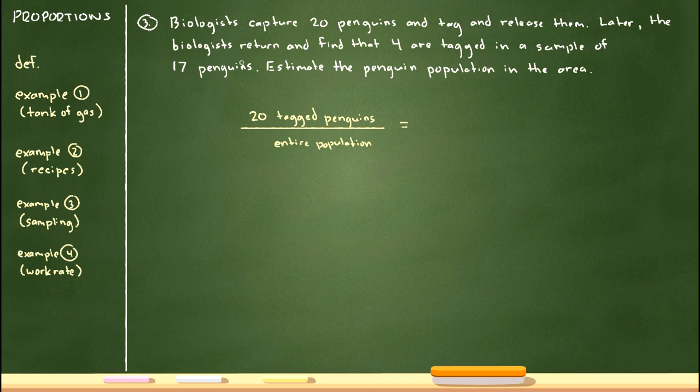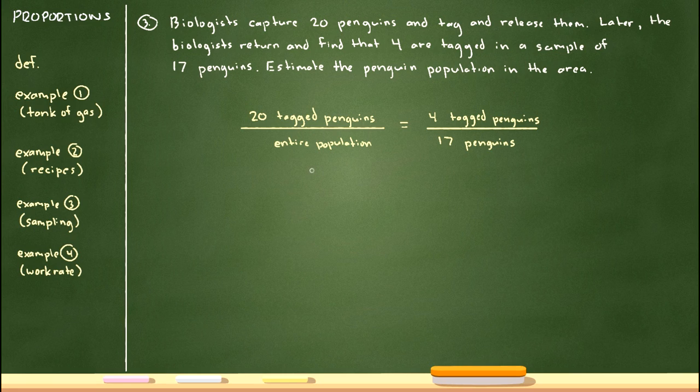So a little bit less than 25% were tagged. So we have 4 tagged penguins, and we're comparing this to our sample, which was 17 penguins. Okay, so I'm comparing the tagged penguins basically to my sample, right? Tagged penguins compared to my sample. In the case of 20 tagged penguins, my sample is actually the entire population.